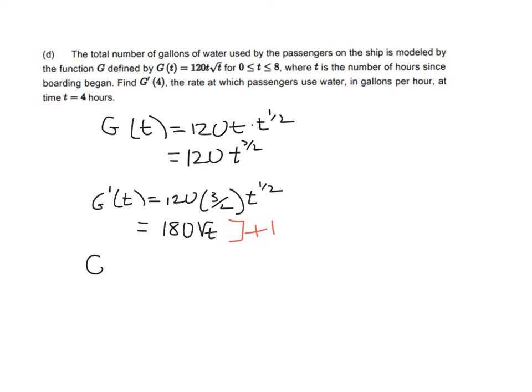The answer for this I get by plugging in 4. My answer is 360. You actually get full credit just for putting that, or you can put gallons per hour. But the last point is just for the 360.